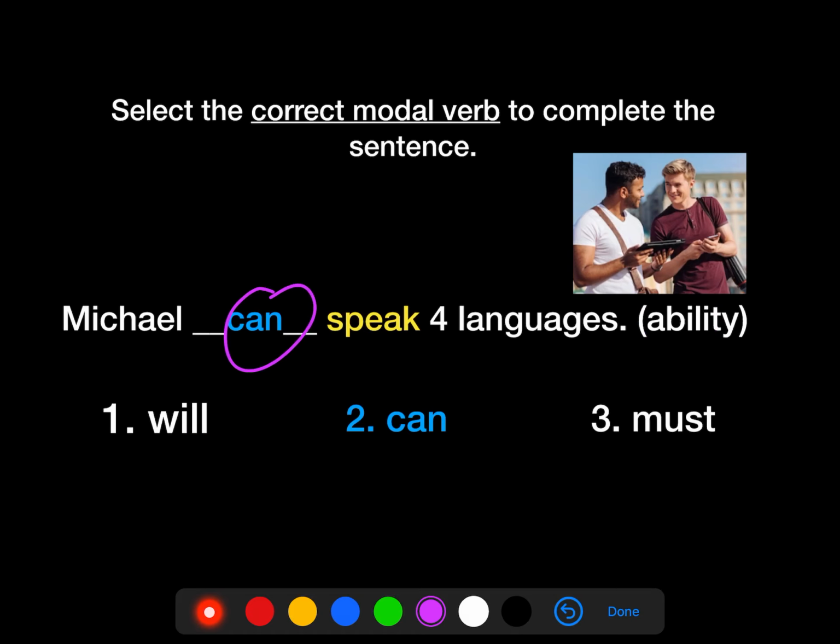So the answer is can speak. Michael can speak 4 languages. So Michael can. I can do it. I can speak 4 languages. Very good. So let's move on to the next one.